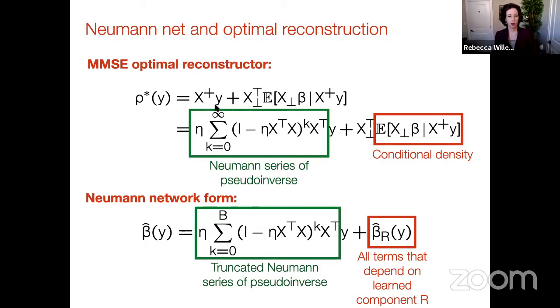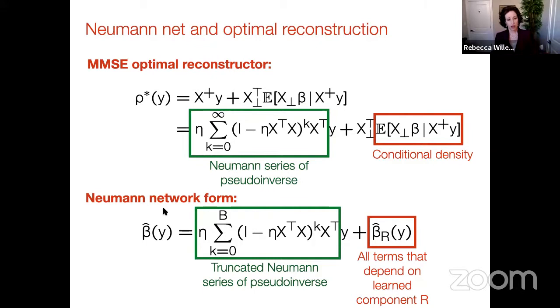And what we wrote before is that it had two terms: the pseudo-inverse of X times y plus X perp transpose times this conditional expectation. We can actually rewrite this in a way that's going to be helpful in a second by expanding this pseudo-inverse term using a Neumann series.